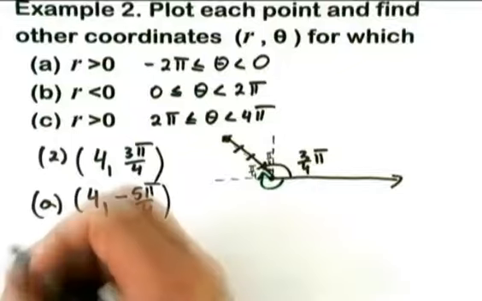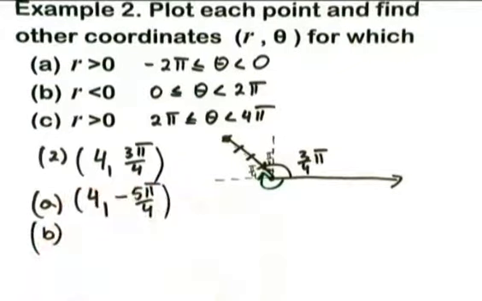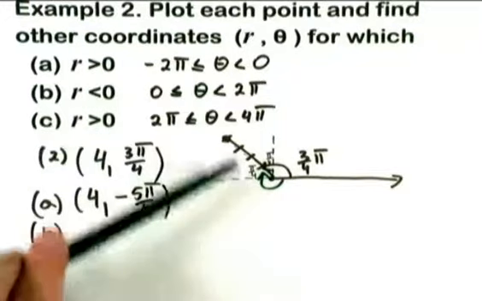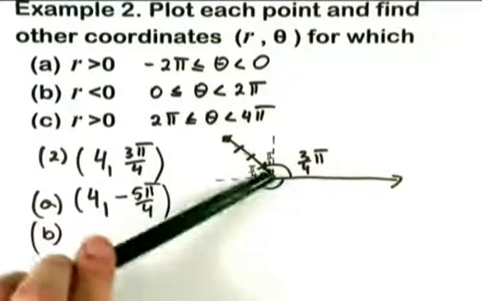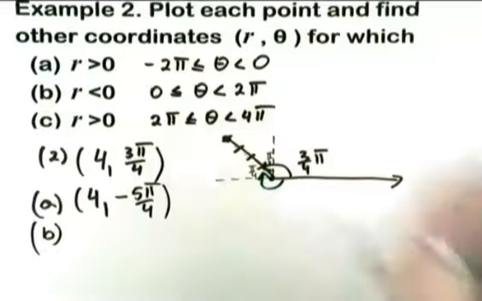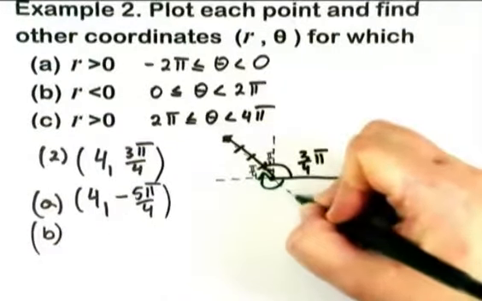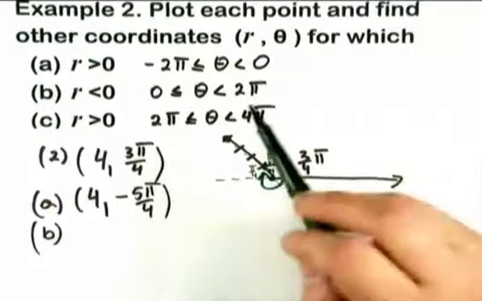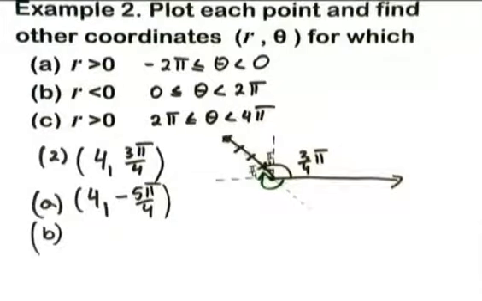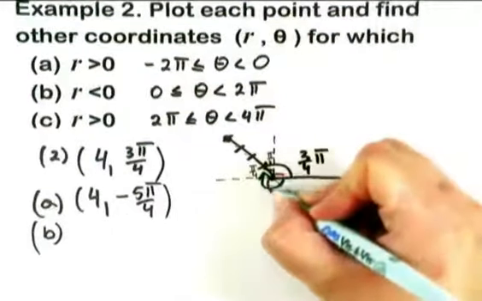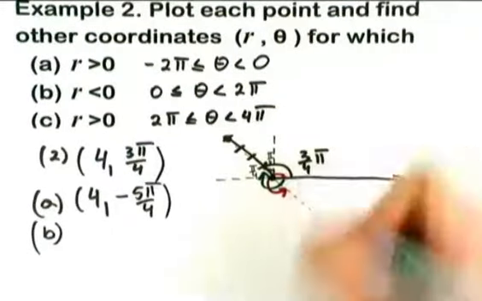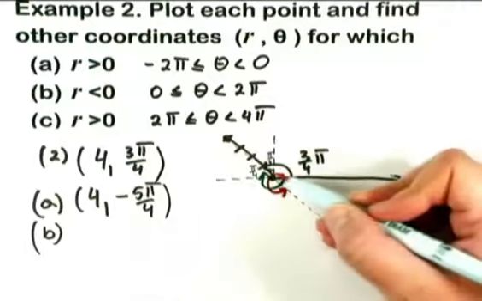Now we need to do B. We need to be in a negative. In a negative, R must be negative, so I need to have this part. So I need to find this angle, and the angle must be positive. So I'm looking for this angle from here up to here. If I can find that, that's a positive angle.